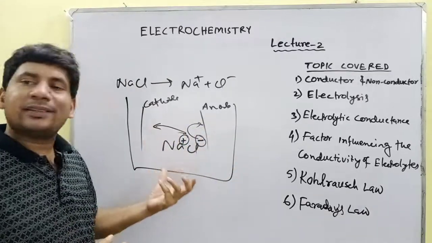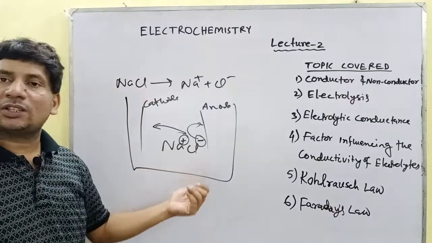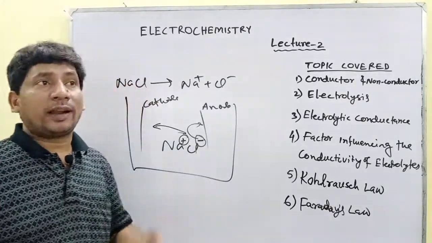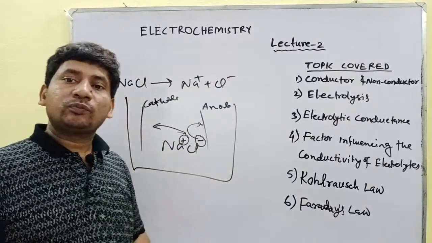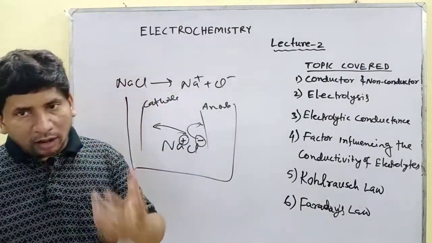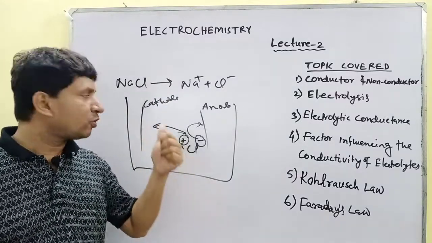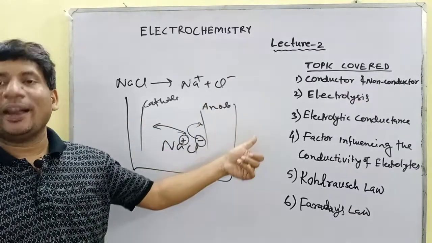In the molten state, when there is no water, this process occurs. If there is water, that is an aqueous solution of sodium chloride, then the dissociation of water will happen, and H plus ions move towards the cathode and OH minus ions move towards the anode.